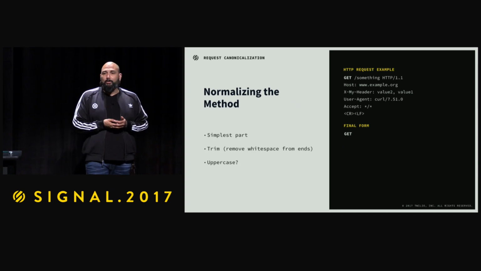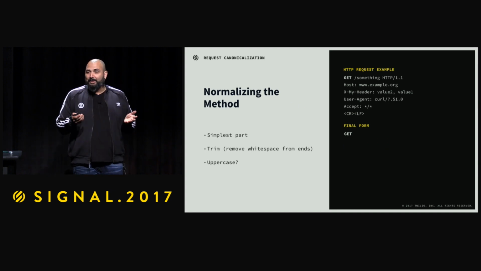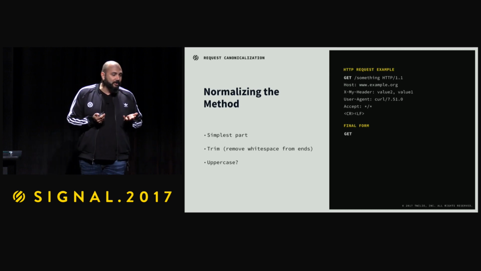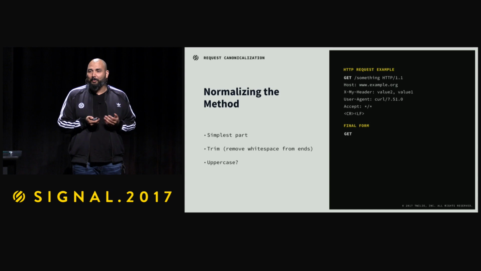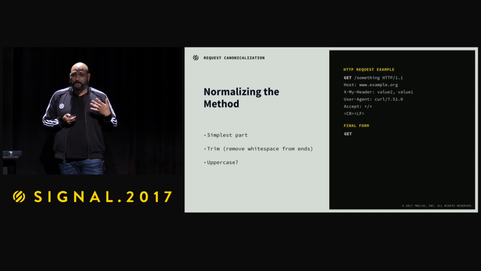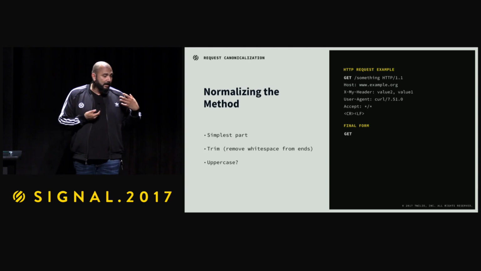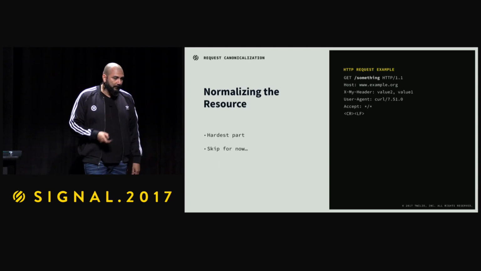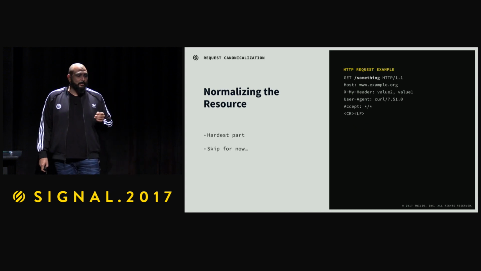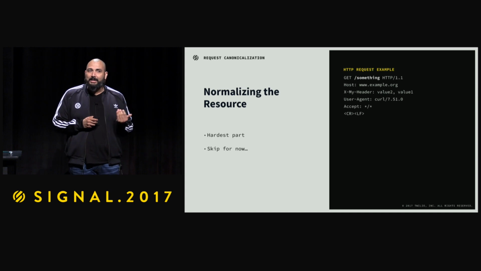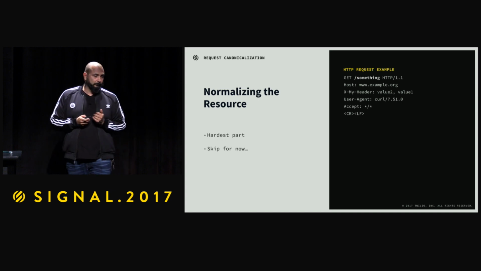So the first thing we want to do in normalization is normalize the method. This is actually the easiest thing to do. For any HTTP library you're using, this already comes normalized. The main thing you have to make sure of is that the request method is trimmed, meaning no white space on either side, and that it's in uppercase. The next thing we want to do is normalize the resource. This is actually the hardest part, so we're going to skip this for now and come back to it.